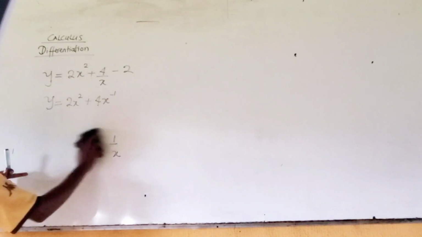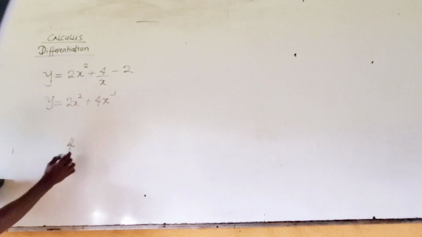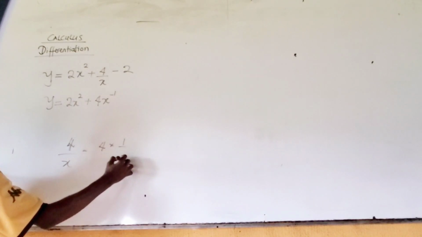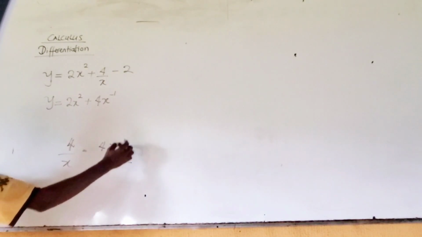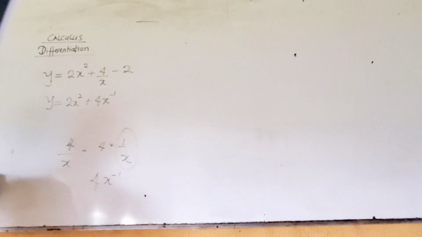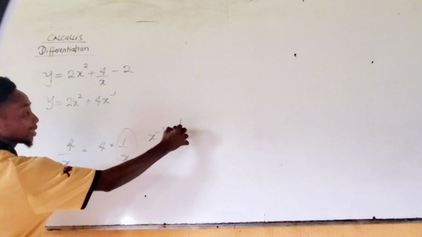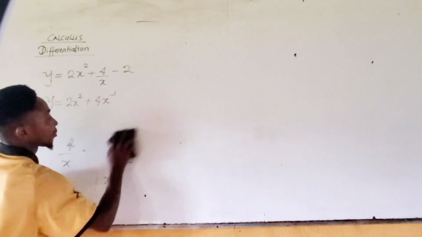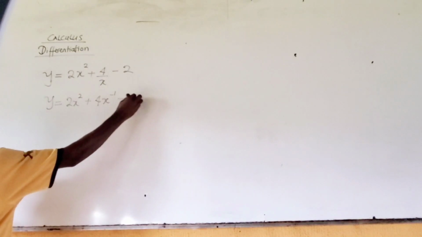So you see, if we have something like 4 over x, it is the same thing as 4 times 1 over x. You see, 4 times 1, and 1 over x can be expressed as x to the power minus 1, because when a number is raised to a negative power, it equals the reciprocal. So this becomes 4x to the power minus 1 minus 2.